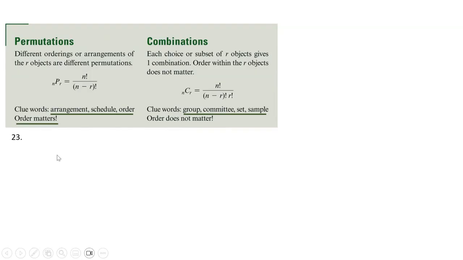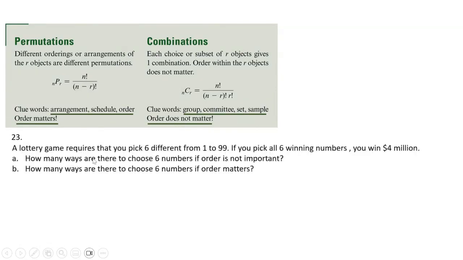Now for 23, guys, they're talking about permutation and combinations. These are the clue words for permutation: arrangement, schedule, order, or order matters. For combination: group, committee, set, sample, or order does not matter. 23: a lottery game requires that you pick 6 different numbers from 1 to 99. If you pick all winning numbers, you win $4 million. How many ways are there to choose 6 numbers if the order is not important?